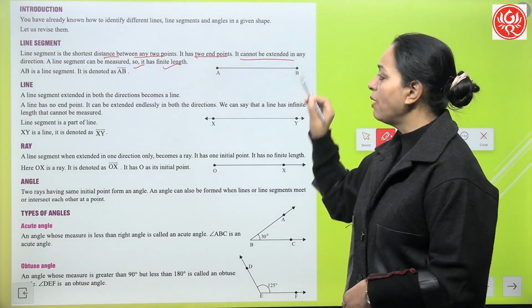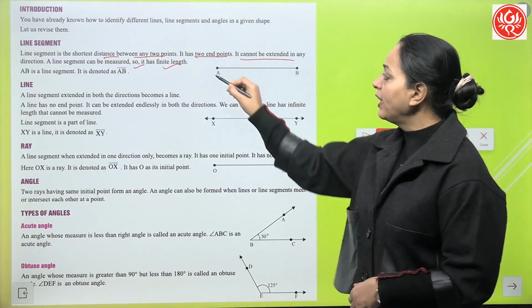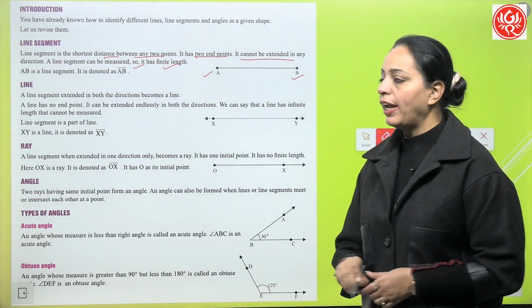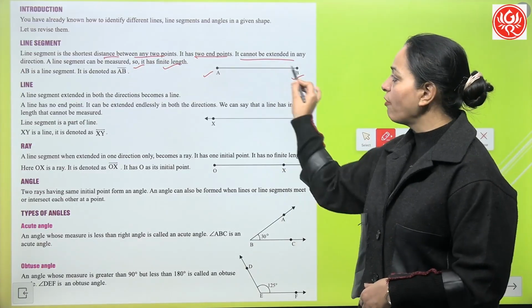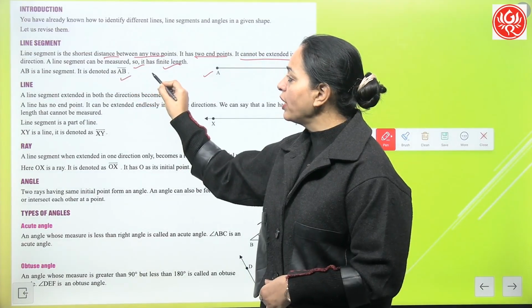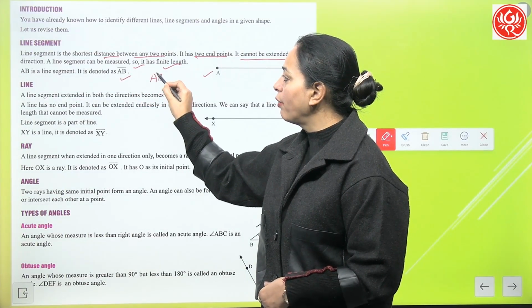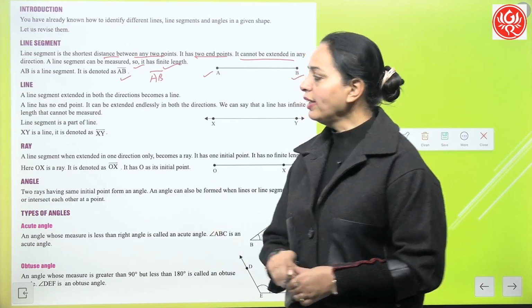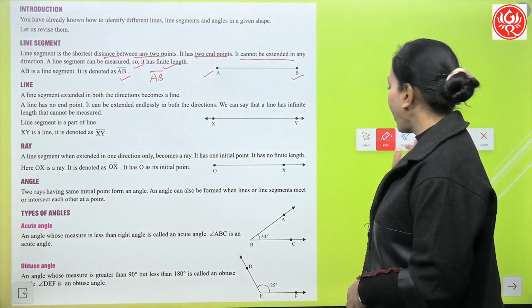Here you can see AB is a line segment. Its endpoints are A and B. Okay. It has a fixed length. And how we can write it? It is denoted as AB. Right? Fine.